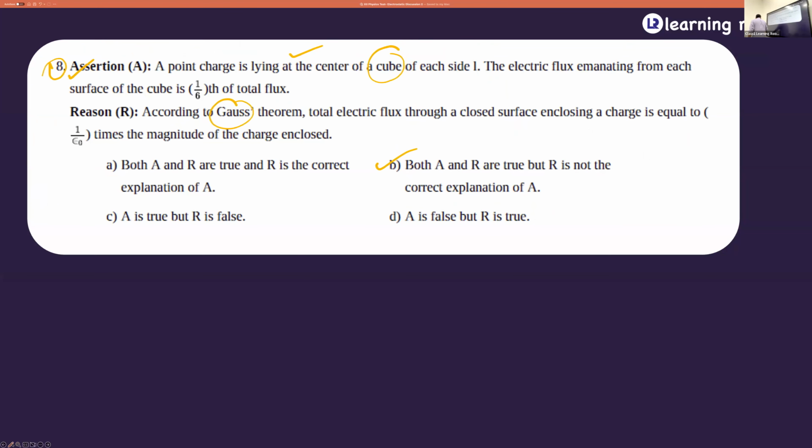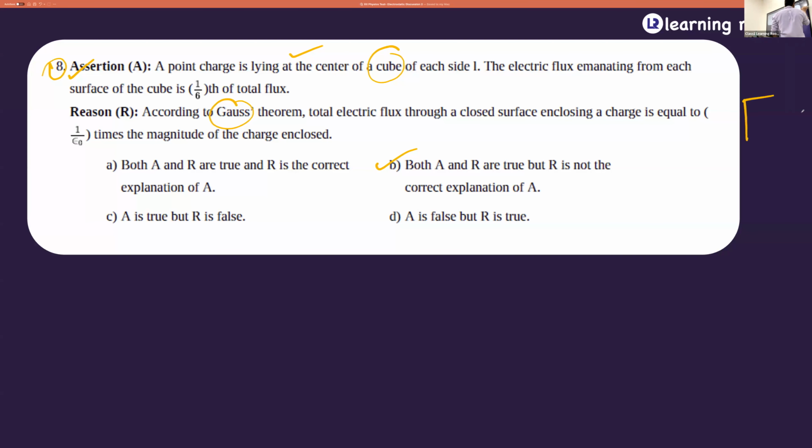So here comes the challenging part. This year I don't know how many assertion reason questions there are. So basically you have a statement and a reason. What are they saying? There is a point charge lying at the center of a cube of side L. The electric flux emanating from each surface of the cube is 1 by 6th of the total flux. Is that right?